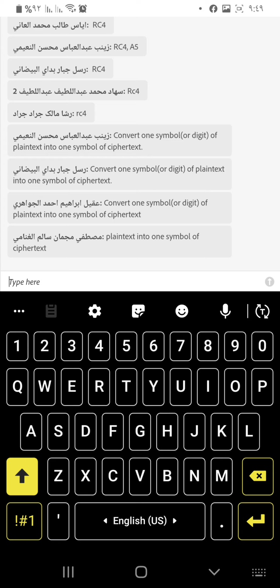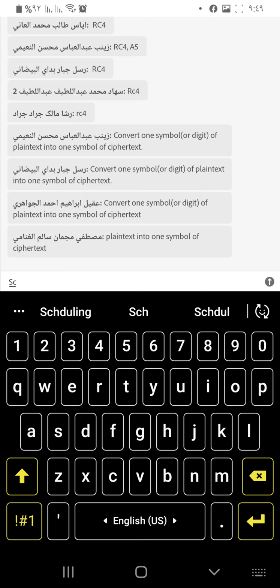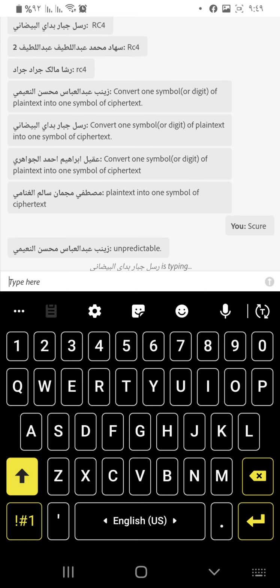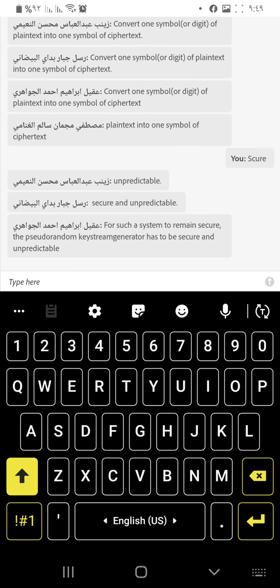For the sake of security, for a stream cipher to be secure, what properties should the pseudo-random keystream generator have? That it should be secure and unpredictable. Also Jabbar. Okay.